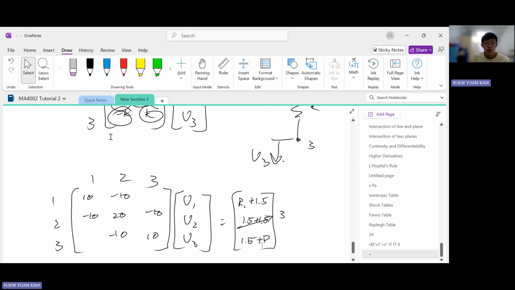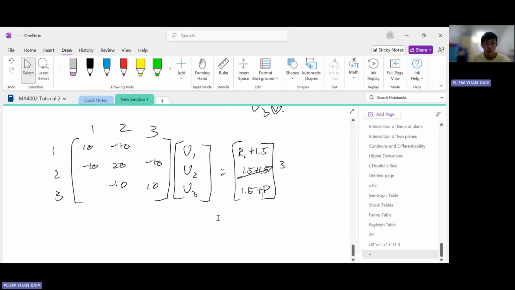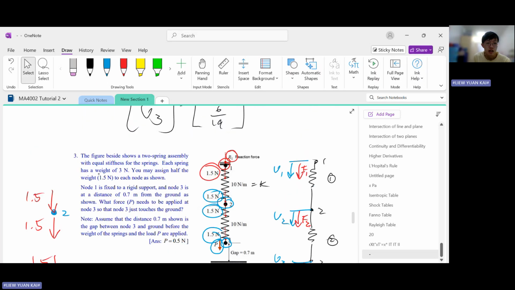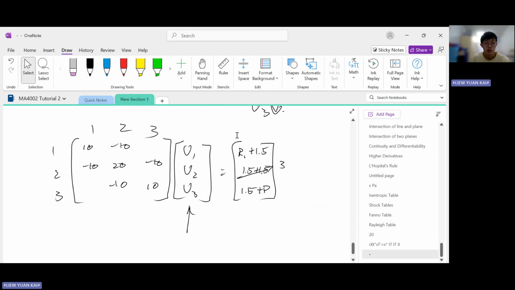Okay, so now we can substitute in the boundary conditions. In other words, sub in the displacements you know. They told us that node 1 is fixed in a rigid support, meaning that node 1 cannot make any displacement. So that means node 1 is a zero displacement boundary condition. In other words, U1 is equal to 0.